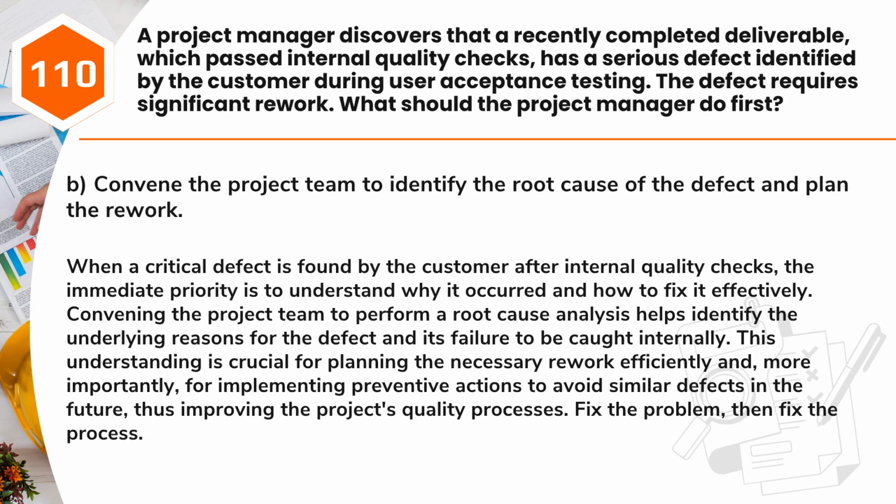Answer: B. Convene the project team to identify the root cause of the defect and plan the rework. When a critical defect is found by the customer after internal quality checks, the immediate priority is to understand why it occurred and how to fix it effectively. Convening the project team to perform a root cause analysis helps identify the underlying reasons for the defect and its failure to be caught internally. This understanding is crucial for planning the necessary rework efficiently and, more importantly, for implementing preventive actions to avoid similar defects in the future, thus improving the project's quality processes. Fix the problem, then fix the process.